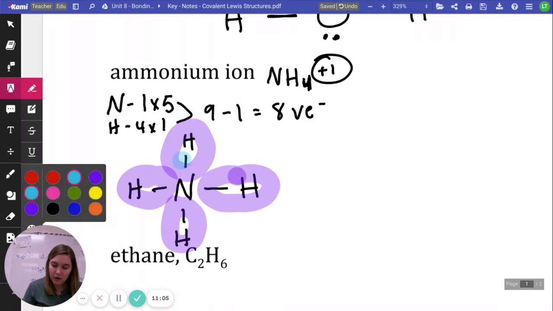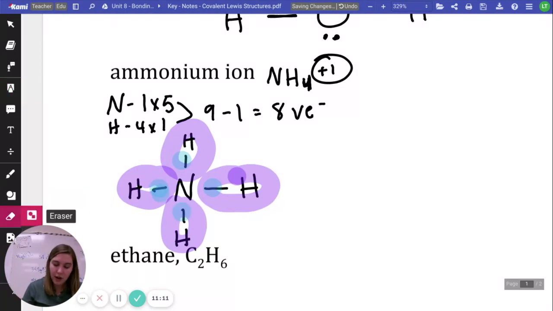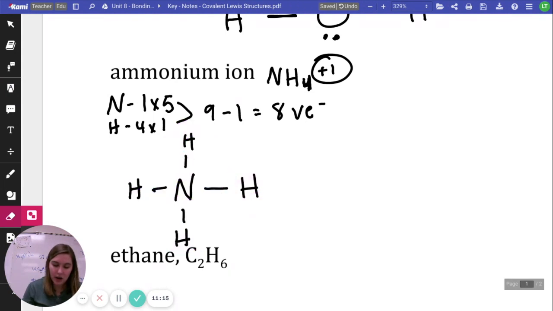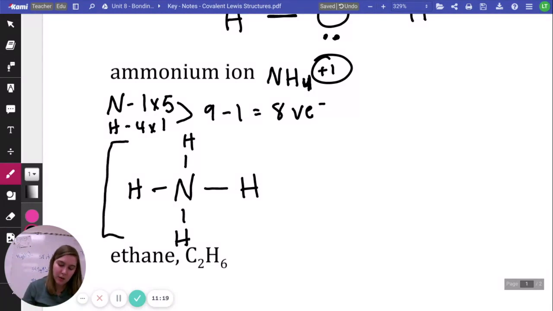And then for our nitrogen, we have 2, 4, 6, 8 electrons. So our nitrogen has its full octet as well. So that one is good, but we do have one more step since we do have an ion here. Because this is an ion, we need to put it in square brackets and place its charge outside. So ammonium has a +1 charge, so we'll put it in square brackets with a +1.